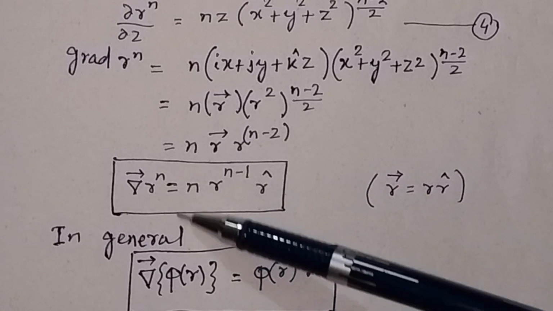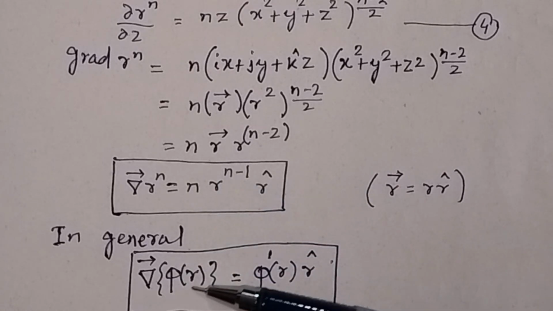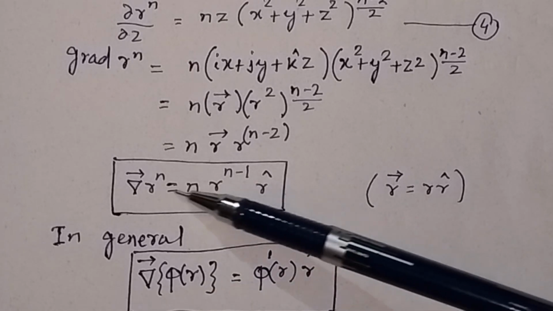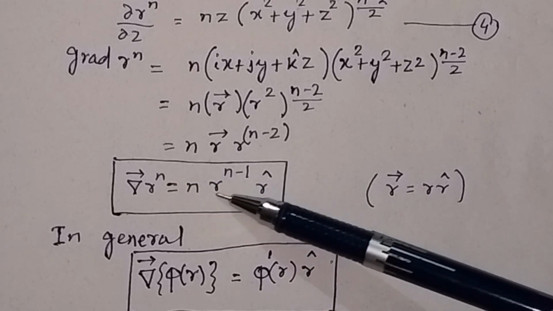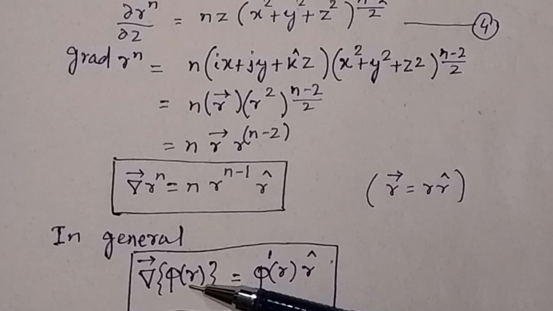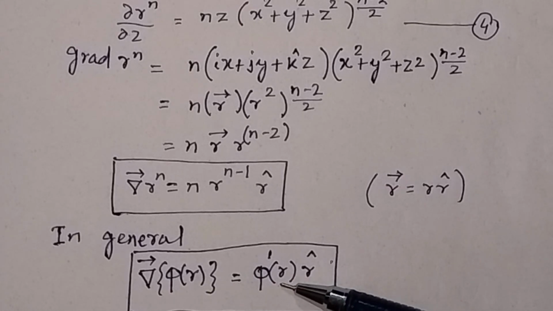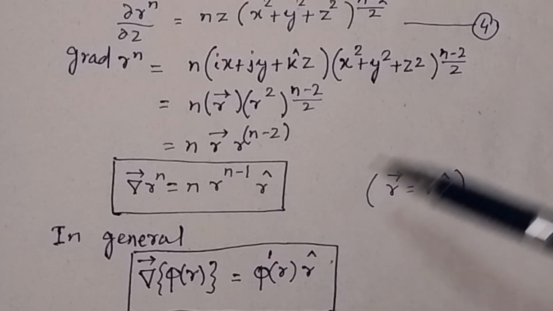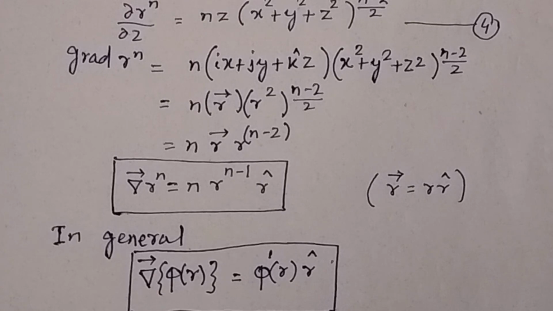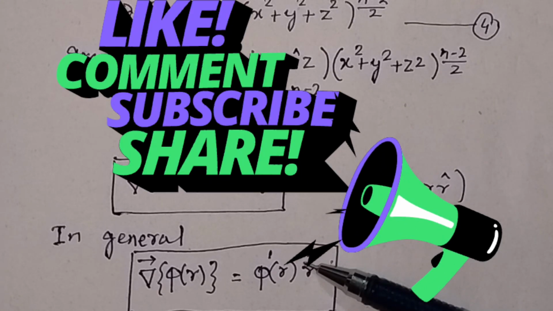And if the function is given as any scalar function phi of r, then gradient of phi of r will be equal to phi dash of r, the first derivative of the scalar function, into r cap, the unit vector. You see, if it is r to the power n, the first derivative is n r to the power n minus 1. And these two formulas are very useful in mathematical physics, and while solving various problems in physics and mathematics.